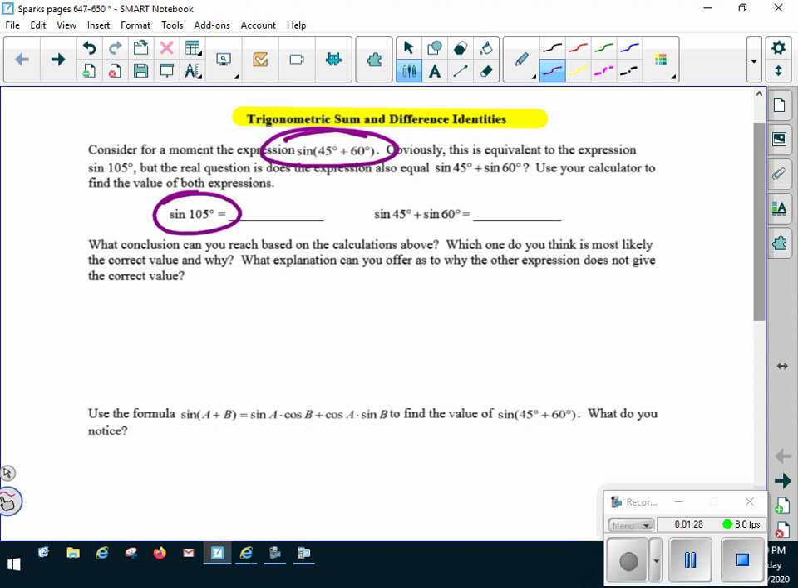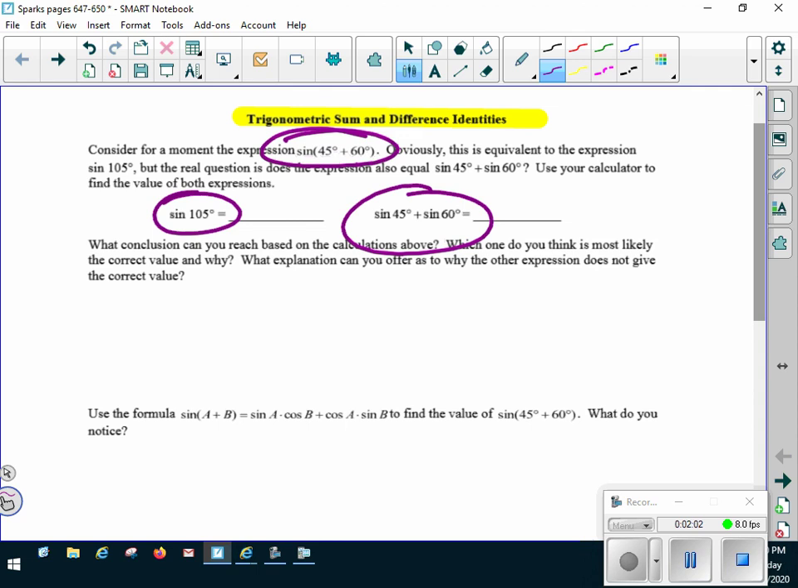You think that's true. Why do you think that's true? Because 105 is the sum of 45 and 60, okay? Do you think that that is equal to the sine of 45 degrees plus the sine of 60 degrees? Just distributing sine. Okay, why are you vigorously shaking your heads? No. How do you know? Because you've already used your calculator?